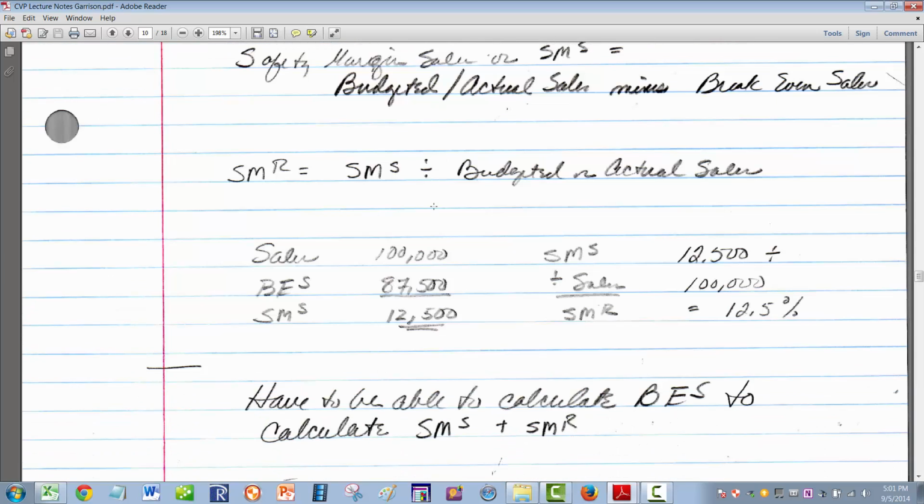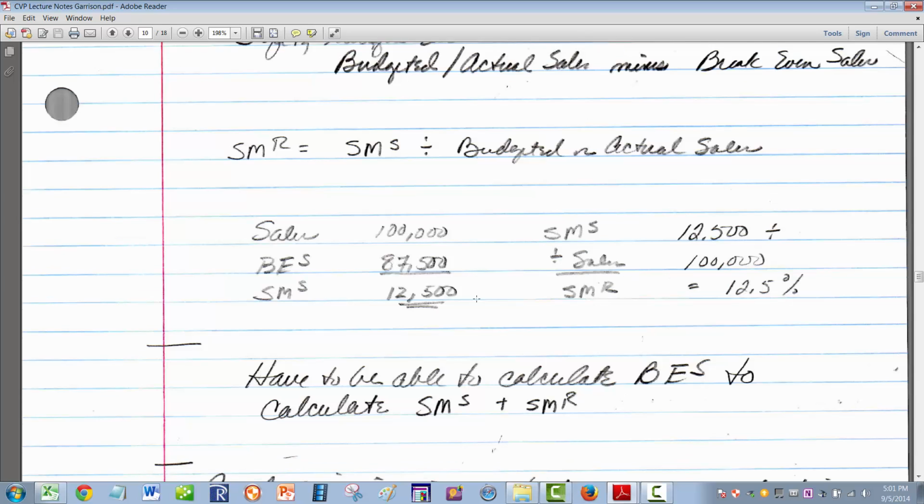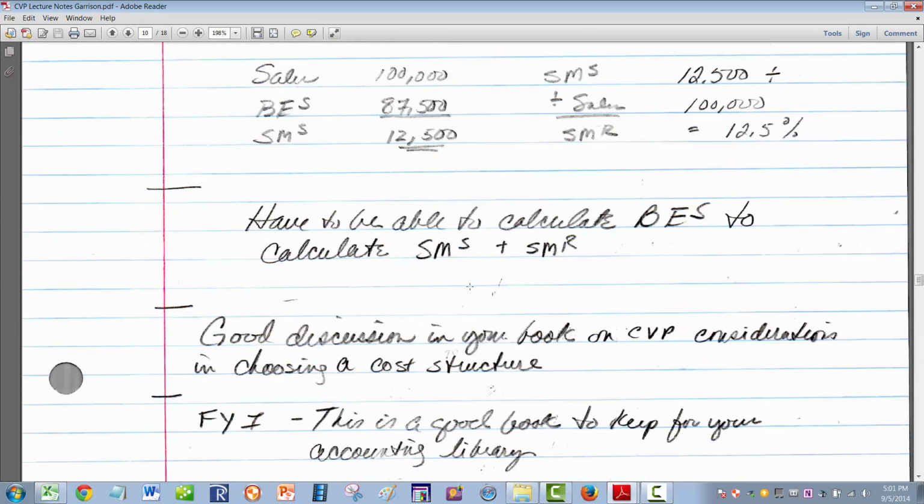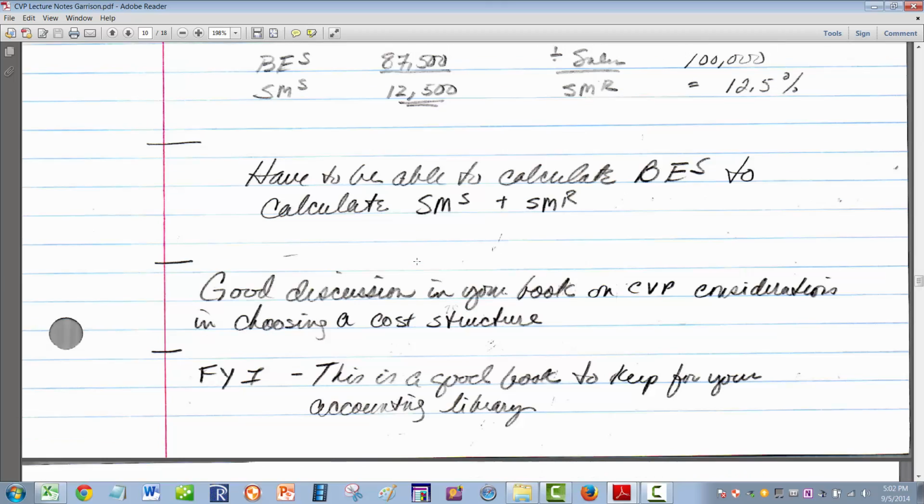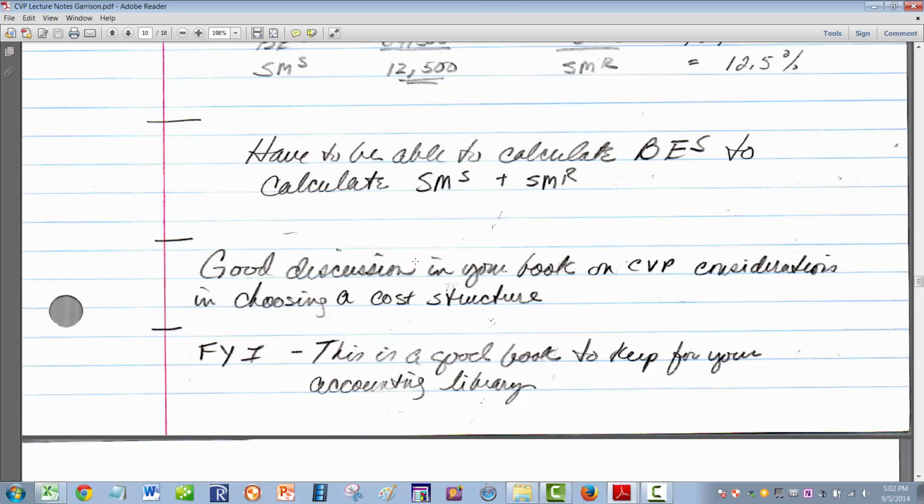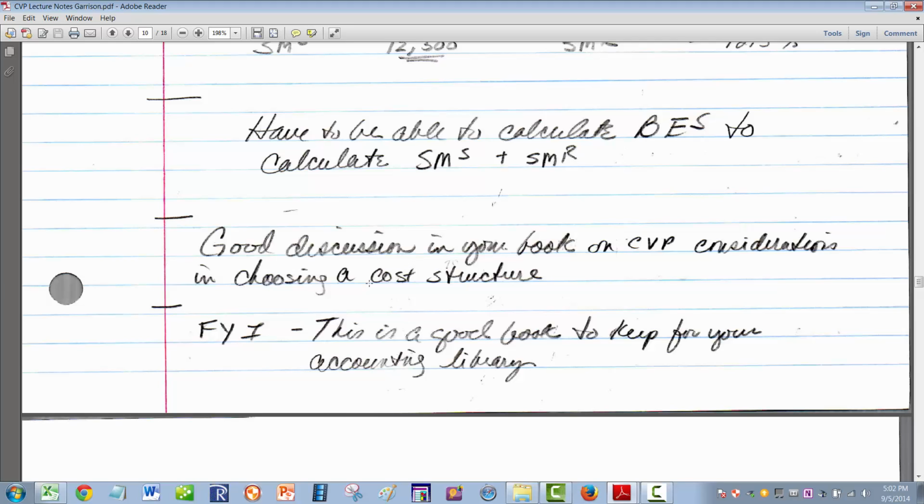So in this instance, let's use an example. Our sales are 100,000. Our break-even sales are 87,500. Our safety margin of sales is 12,500, or as a percentage is 12.5%. So you have to be able to calculate break-even sales to calculate the safety margin of sales or even the safety margin ratio. There's a good discussion in your book on cost, volume, profit considerations in choosing a cost structure.